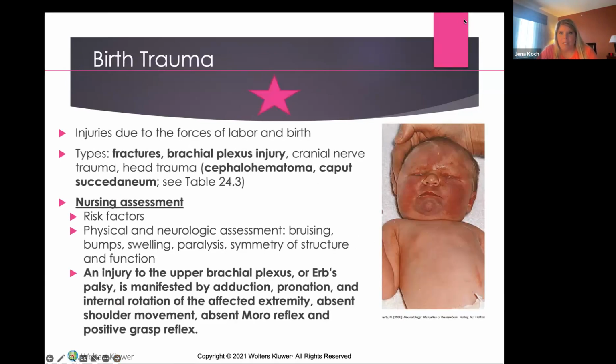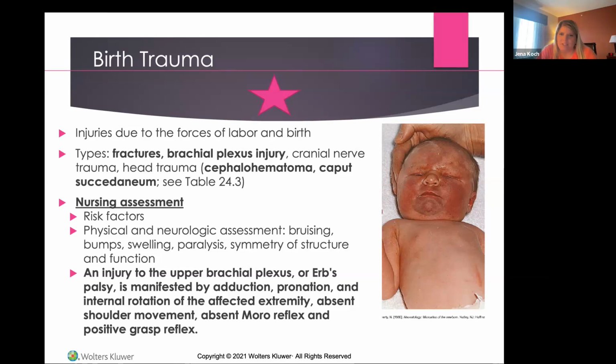So birth trauma. This is just related to any injury due to the force of labor and birth. It can range all the way from fractures to brachial plexus nerve injury, cranial nerve trauma, head trauma, cephalhematoma, caput. Which one crosses a suture line, caput or cephalhematoma? Caput. Yeah. Okay, great.